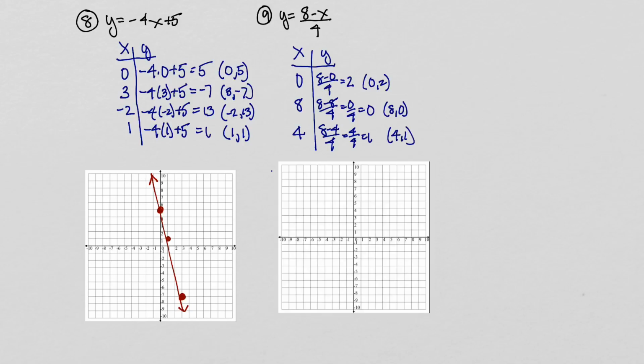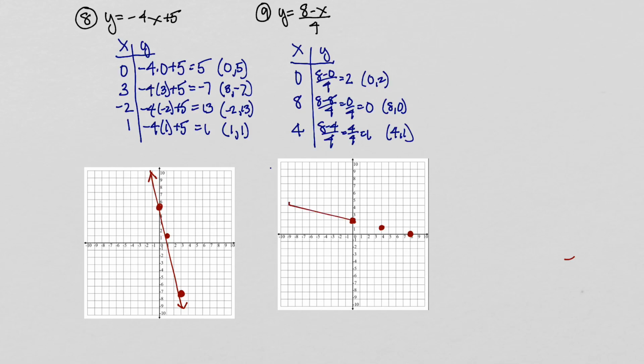Let's plot these points. So first of all, let's go with the 0, 2. So 0 horizontal, 2 on the vertical. Then we'll go to the 8 and 0. So way out to the right, 8 horizontal, 0 vertical, and then a 4 and a 1. So over 4, up 1. Looks like a straight line. Pass a line through these points. I think we're looking like this. There we go.